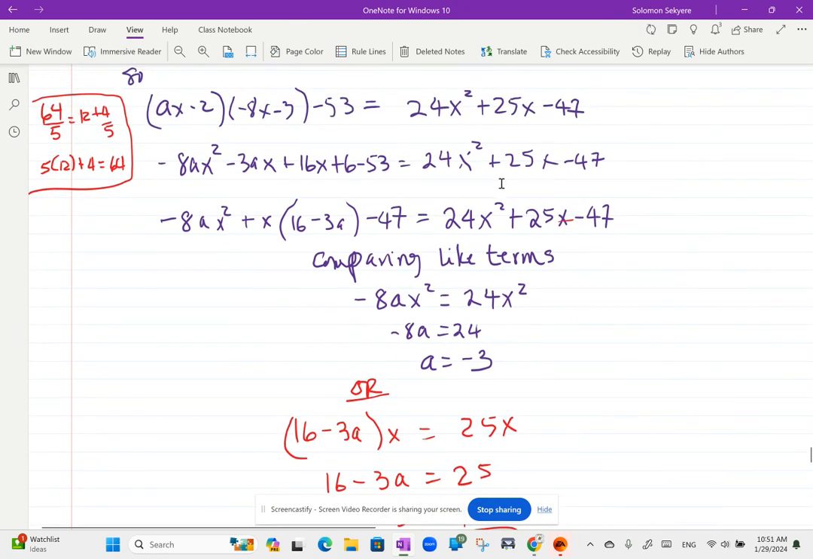Cool? All right. Keep on practicing. What do I say? All things being equal, you shall what? You shall bloom.